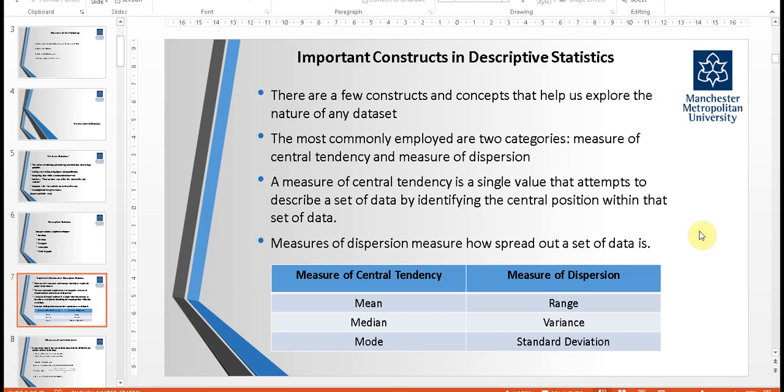Each of these measures, or each of these descriptive statistics, has a different measurement or different proxies or indicators. We look at each of these indicators. For example, for measure of central tendency, we have mean, median, and mode. For measure of dispersion, we have range, variance, and standard deviation.